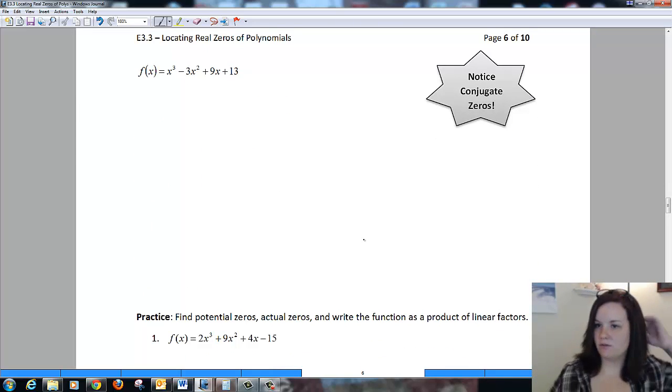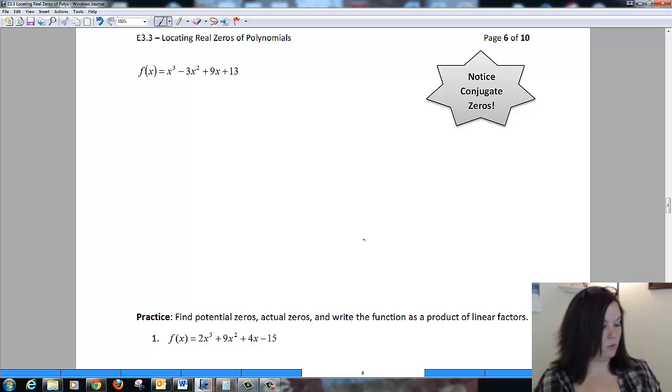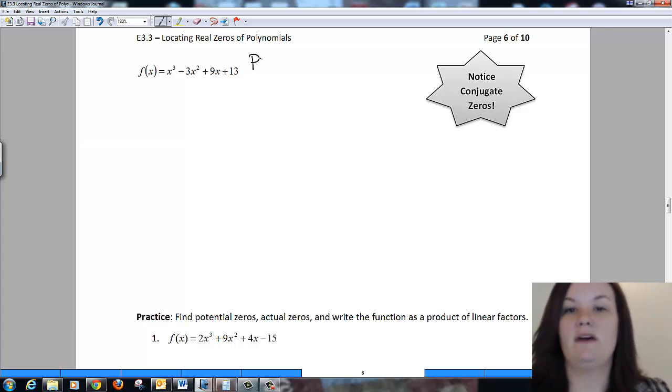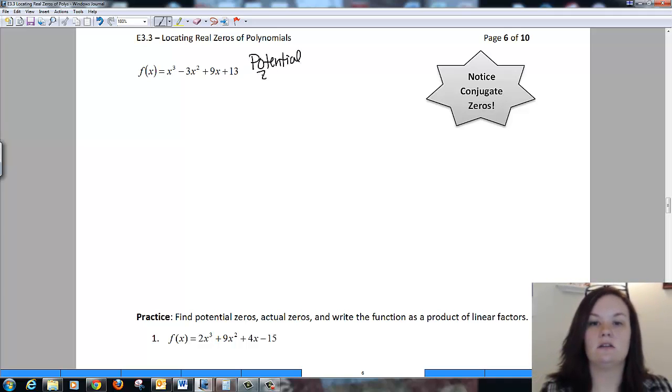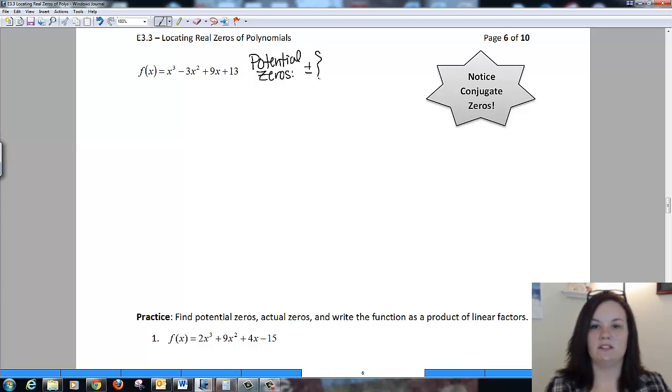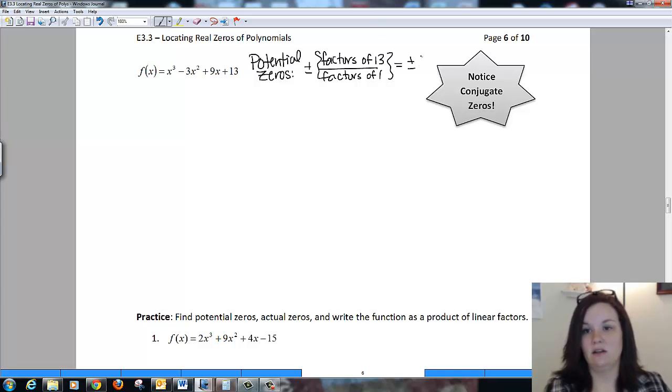So first thing we do is look for our potential zeros. When we look for potential zeros, we write all the factors of our constant. Potential zeros. Wow. Mrs. Williams can't write. So we're going to do plus or minus the factors of 13 over the factors of my leading coefficient, which is 1. Now again, the only thing that goes into 1 is 1. So basically my potential zeros are just going to be the factors of 13. The factors of 13 here are just 1 and 13. So those are my potential ones.